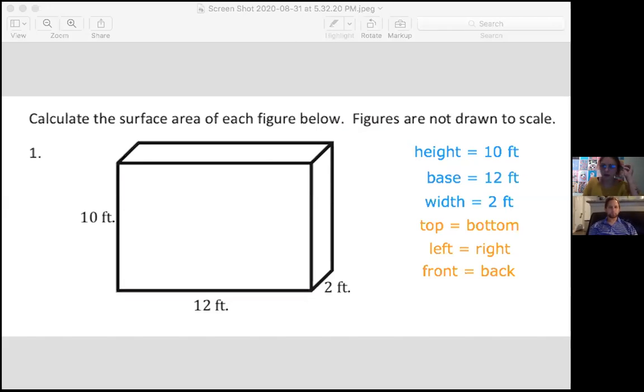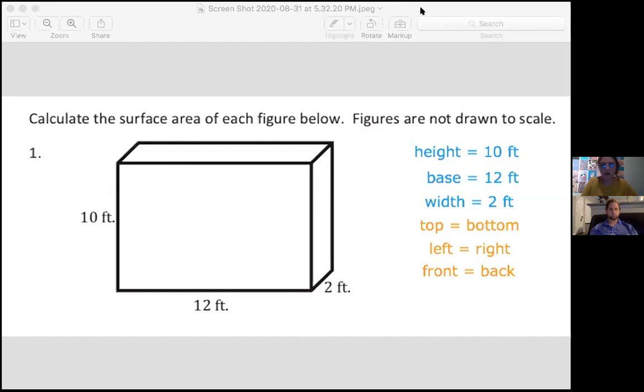Awesome. Just a quick reminder, surface area is like wrapping a present. It is the total area around the surface of a 3D object. So in order to find the surface area of this rectangular prism, we need to find the areas for each base. There are 6 bases, and there's a little cheat sheet right here that says top equals bottom, left equals right, and front equals back. That means that the opposite sides are congruent in this rectangular prism.